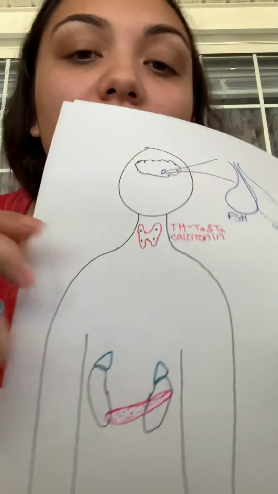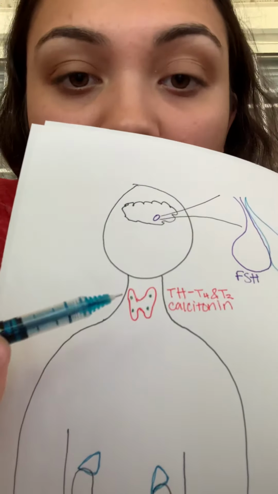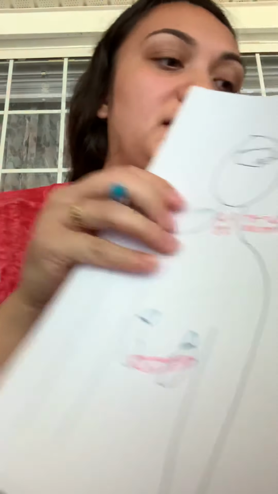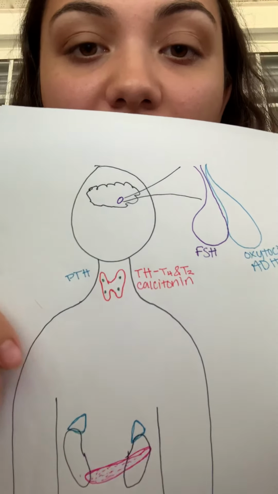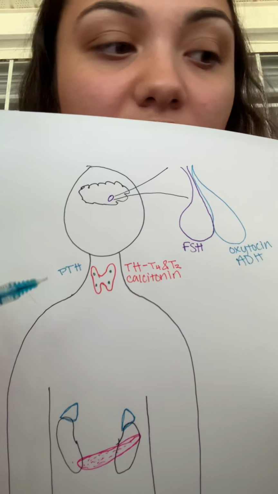Alright, so the next gland I had to point out, right here, the blue dots inside the butterfly shape inside the thyroid, that is the parathyroid gland, and that produces the parathyroid hormone, or you can label it as PTH, and that will increase the blood calcium levels.